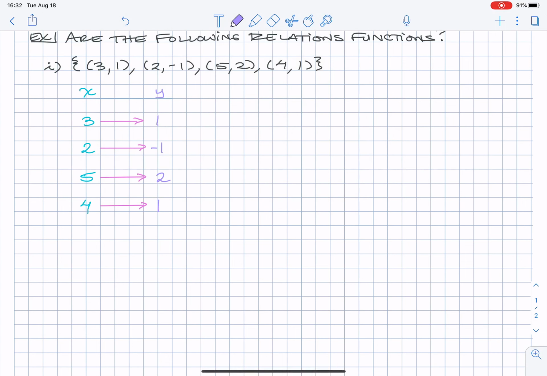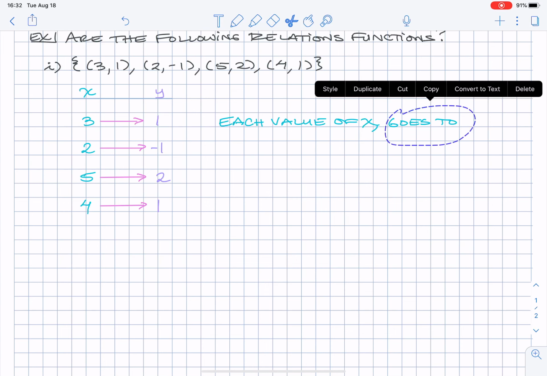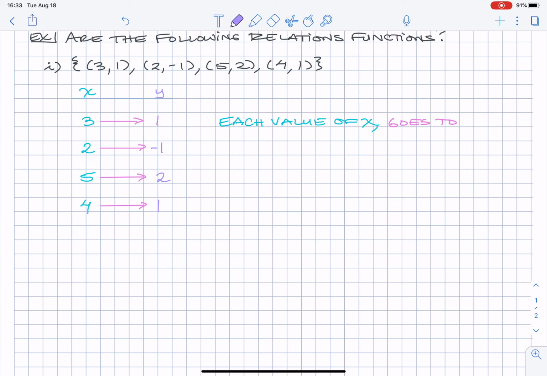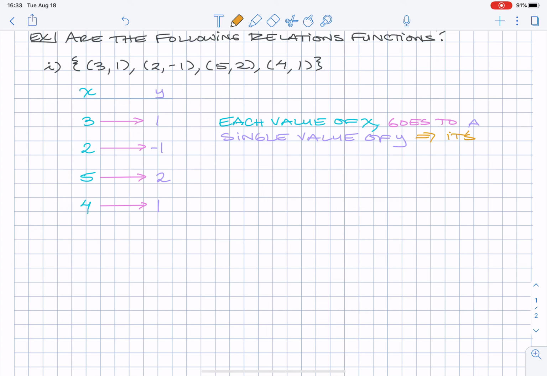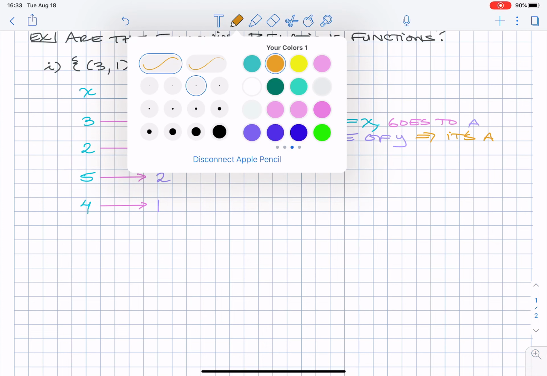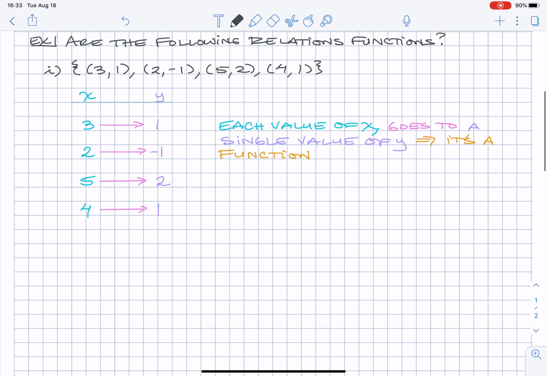Okay, so what does this mean? That means each value of x goes to a single value of y, right? A single value of y. So what this means is that it's a function. So 3 goes to 1 and goes to 1 only. 2 goes to -1 and goes to -1 only. 5 goes to 2 and goes to 2 only. 4 goes to 1 and goes to 1 only. Now notice both 3 and 4 for values of x map to 1, but that's okay.